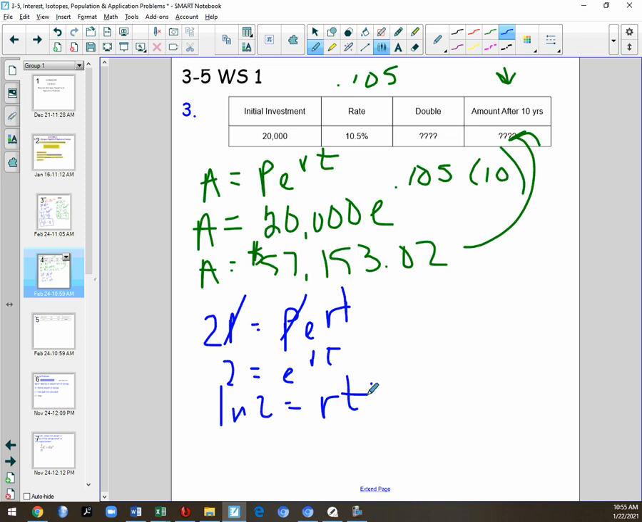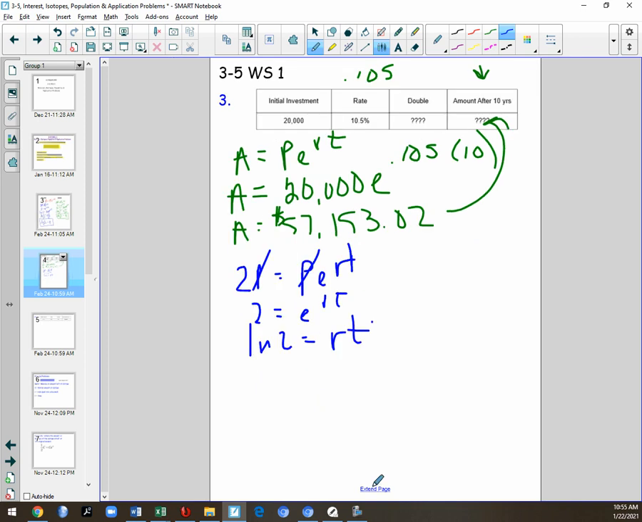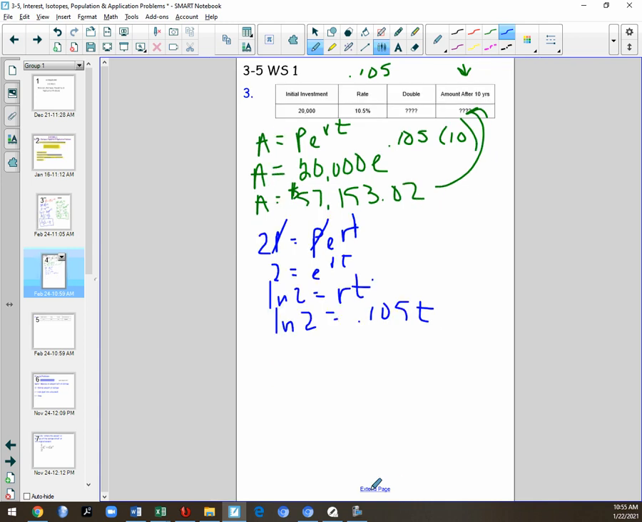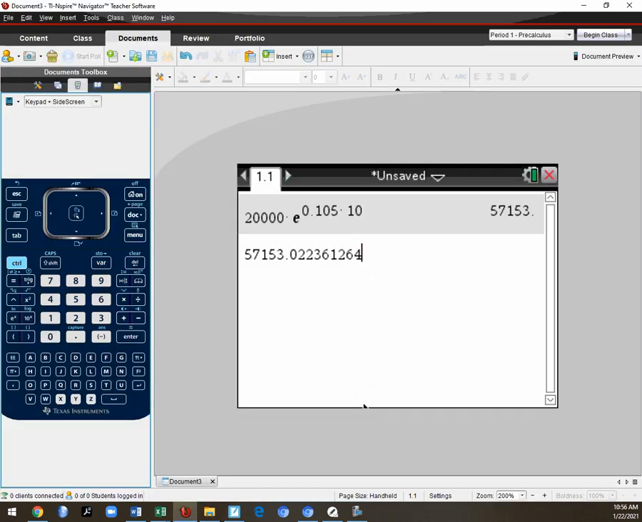Well, here's where you're going to substitute in your rate. You know what your rate is. You know that your rate is going to be 0.105 times t. So now all you're going to do is simply divide by 0.105. And as you guys can tell, I'm not at school, so this is a little bit harder for me to write on, so just bear with me if it's harder to read. I'm so sorry. So we're going to come over to our calculator, and we're going to type that in.